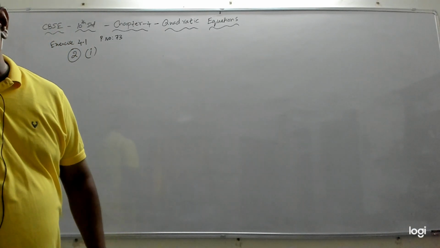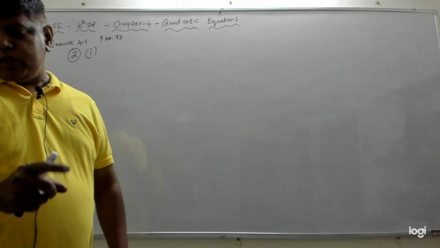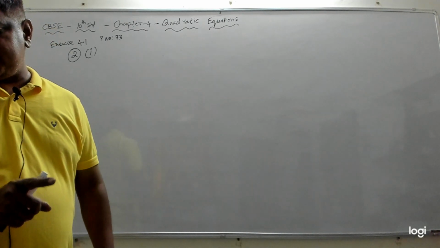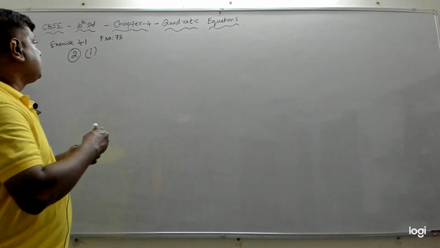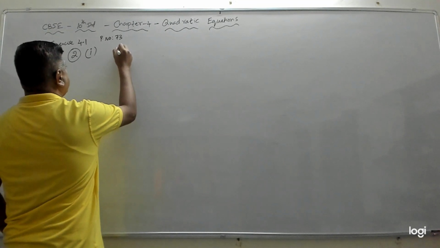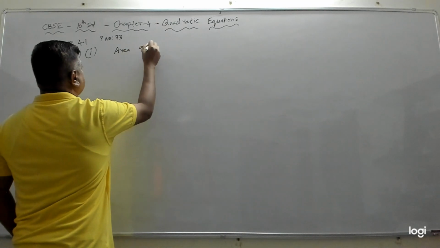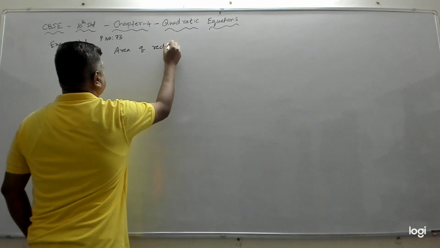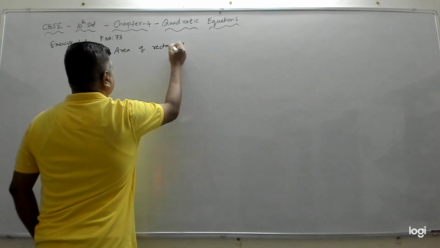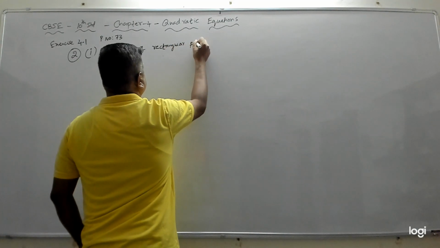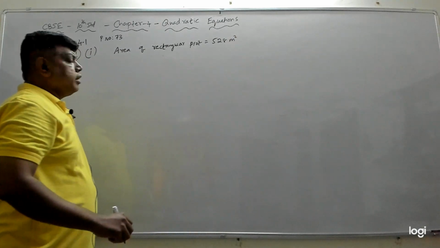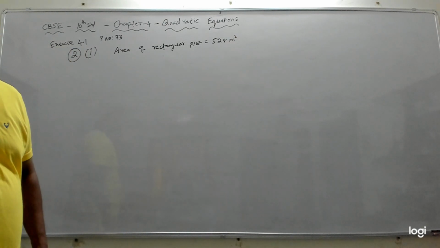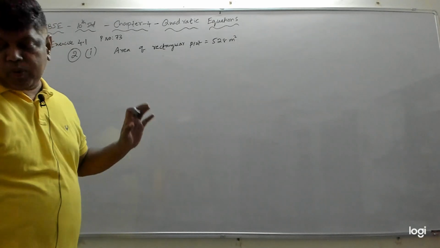Now let's read the question again. In the second problem, first subdivision, the area of the rectangular plot is 528 meters square. So what is given is: area of rectangular plot equals 528 meters square. That is given in the question.